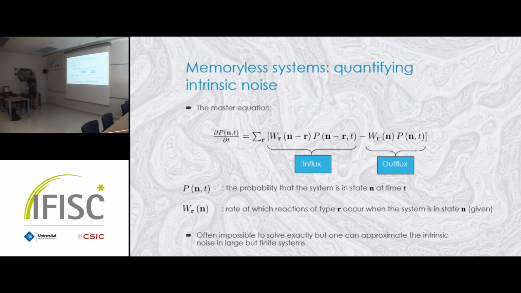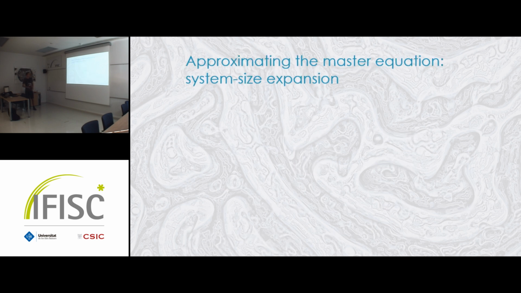So this master equation can be solved in certain simple cases, but in general it can't. One often makes a simplifying assumption that the number of particles in the system is large but finite. If you can make this assumption, then you can use an approximation scheme known as the system size expansion. So basically this follows this kind of reasoning.